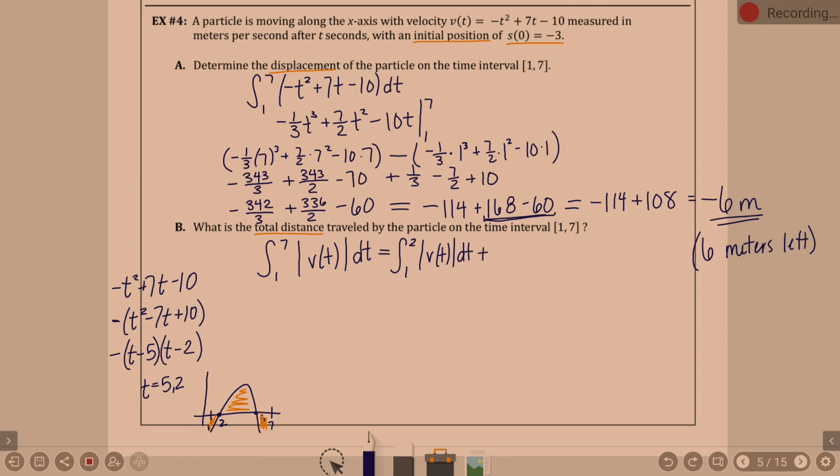What's the next piece? 2 to 5. And that's the piece that's already up above. I'm still going to write absolute value. But that's the piece that's already up above, yes. And then the third piece is the piece from 5 to 7. And that's the other piece that is down below.